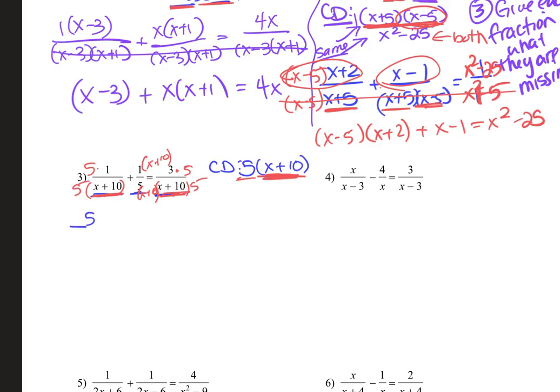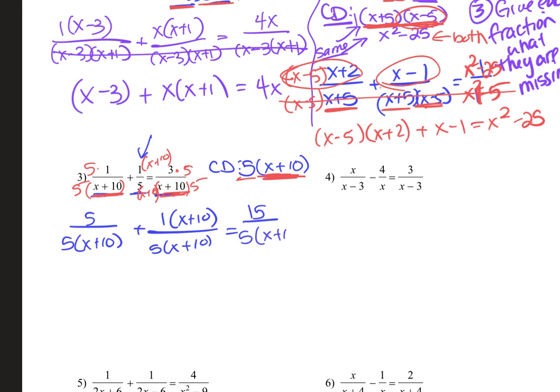So it's 5 on the top and 5 times x plus 10 on the bottom, plus 1 times x plus 10 on the top, 5 times x plus 10, that's this one right here. And then the last one is 15, because I can just do that, and 5 times x plus 10. So then the equation is going to be this, and you're just going to solve it, and that'll help you find x.